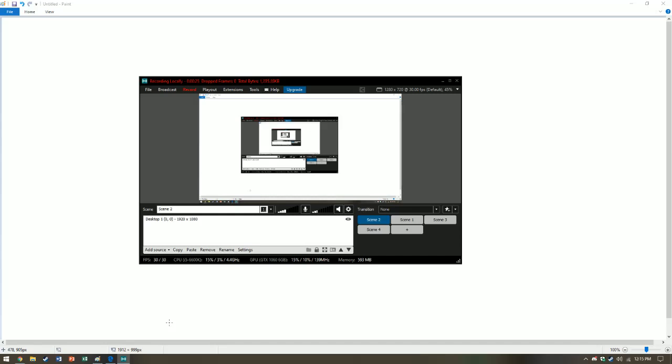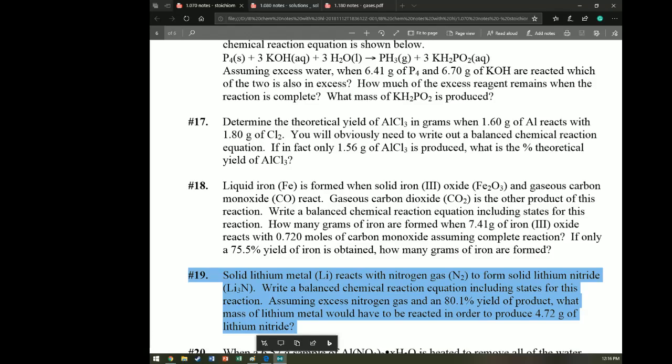I'm going to do three practice problems today, hopefully each of which will only take about 10 minutes. The first one will focus on using solids, the second one using liquids or solutions, and the last one using gases. So here's the first problem, question number 19, which I've highlighted.